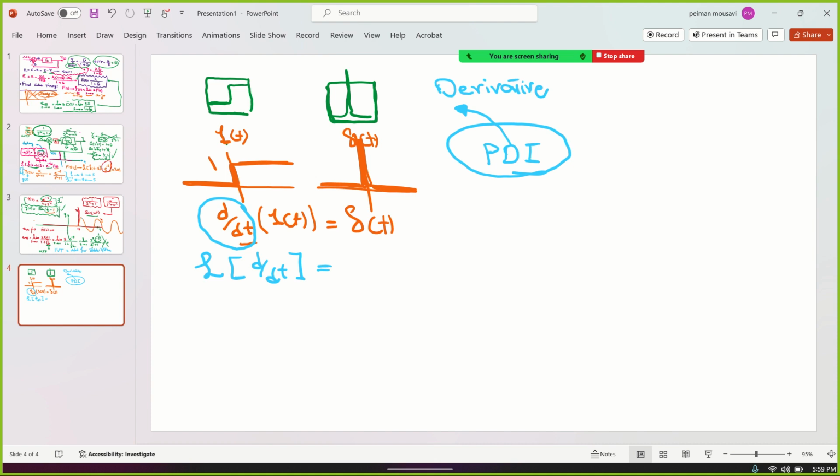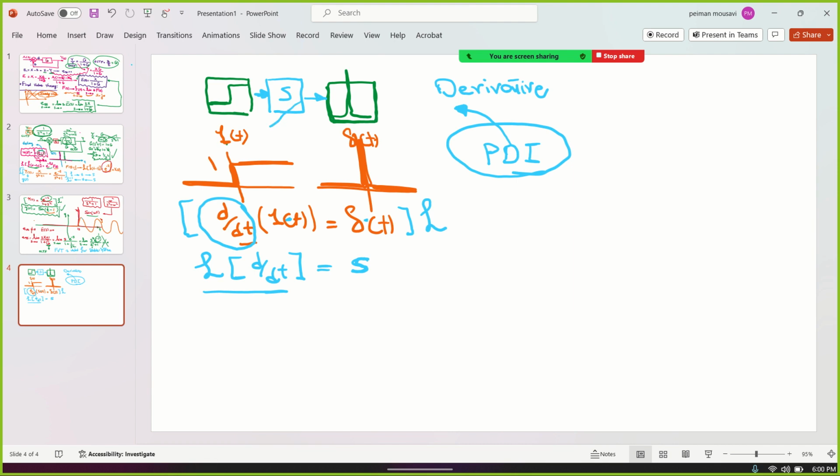Derivative. That's right. So Laplace of this is S. So when I apply Laplace to both sides, derivative of the unit step is impulse. So it's enough that you put a derivative S after the input. It gives you impulse in Simulink.